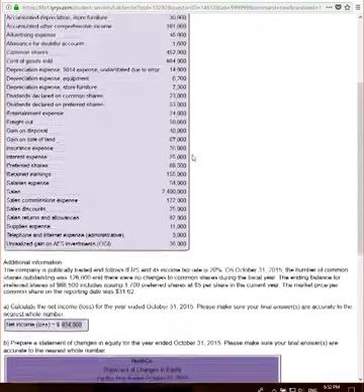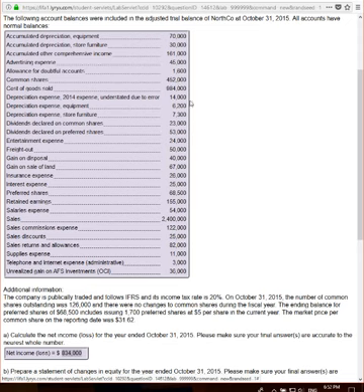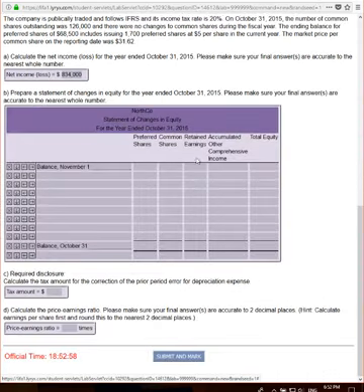So we can go up here and find it. Common shares, 452,000. So we'll put in 452,000 in the common shares column and enter that, and then we'll just drag it down to the bottom because it says there's no changes. The ending balance of preferred shares is 68,500, which includes issuing 1,700 preferred shares at $5 per share in the current year. So we are going to need to make some adjustments for that. So 68,500, it says, is the preferred share balance.